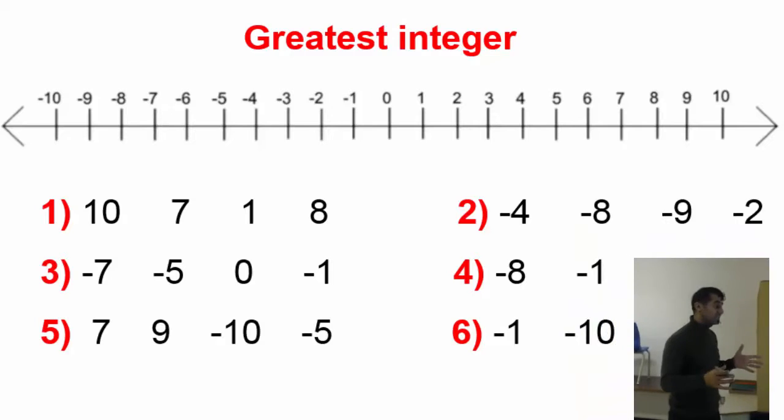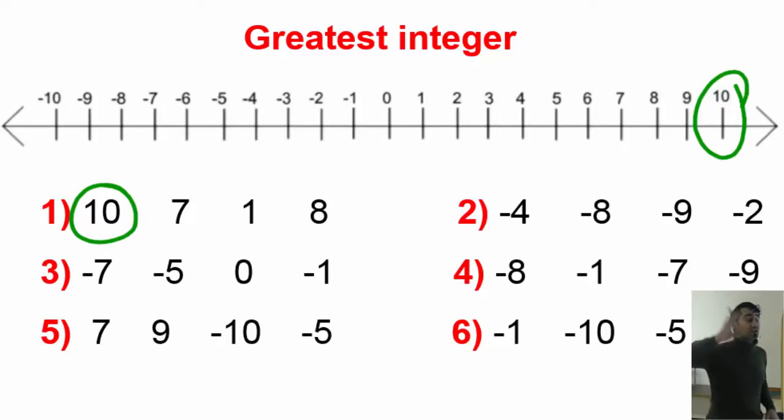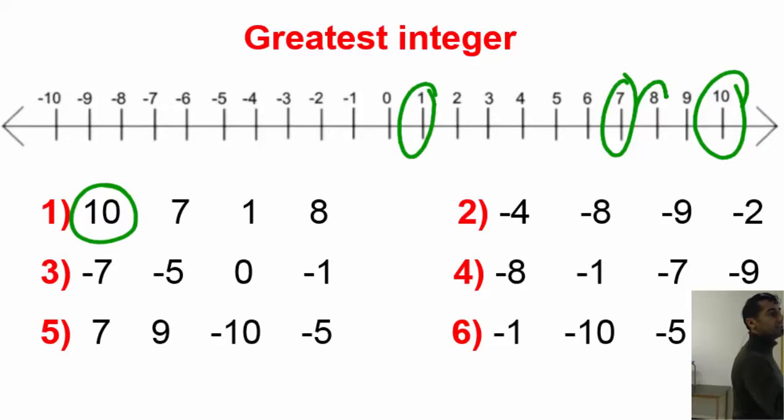Which one is the greatest? Which one is the biggest? 10. 10 is the biggest. 10 is here, all the way to the right. 10 is there, 7 is here, and 1 is here, and 8 is there. That makes 10 the biggest.